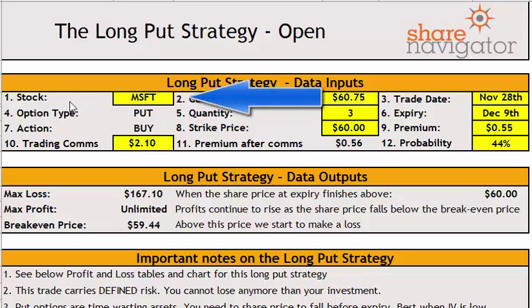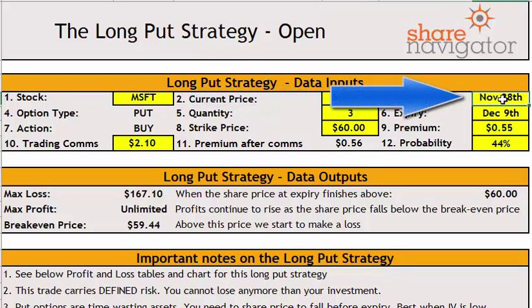First piece of data you need to input is the stock name. So if you were trading Apple here, for example, you would change the ticker symbol to Apple. But we're going to leave it as Microsoft because that's what we're doing. The current share price of Microsoft is 61.26. So all we're doing is putting in the share price. And the trade date is just the day you intend placing the trade. So that's today's date, which is November the 28th.